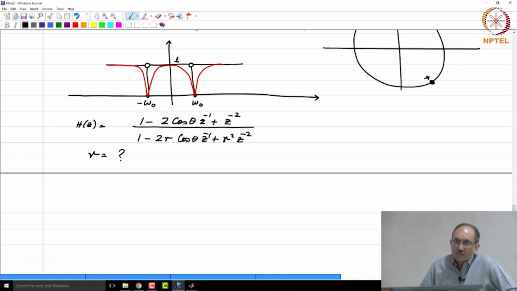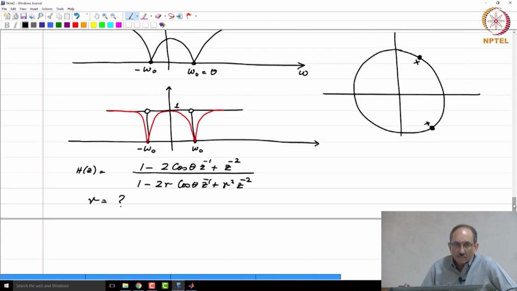No, you want the angle to be exactly the same. It doesn't make any sense to vary the angle. Even if you vary the angle, we are not talking about the radius, right? No, for realizability, what you'll realize is this difference equation.